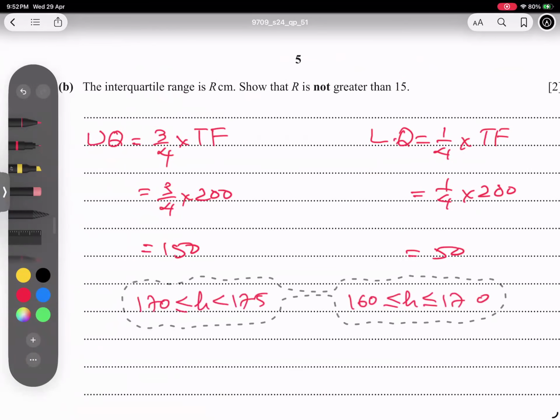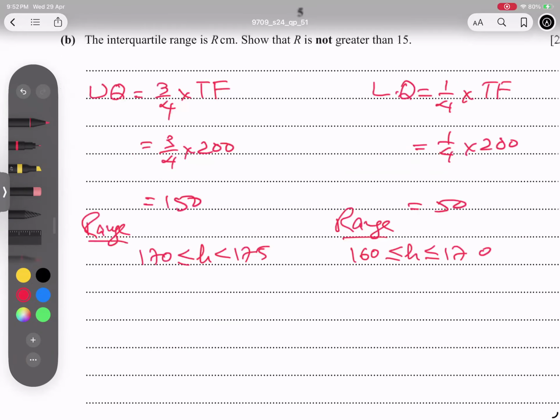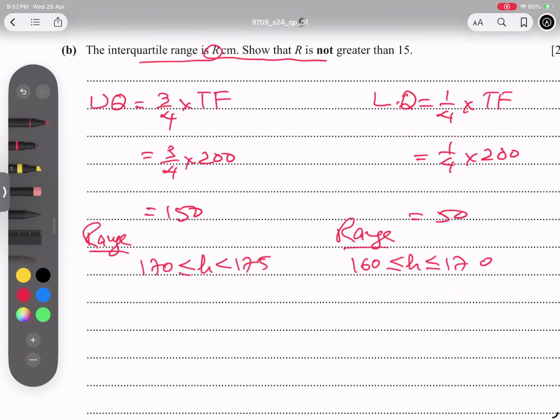This is clear. So I'm going to the range. The range for the upper quartile is this, and the range for the lower quartile is this. Now he's asking to show the interquartile range is not greater than 50.